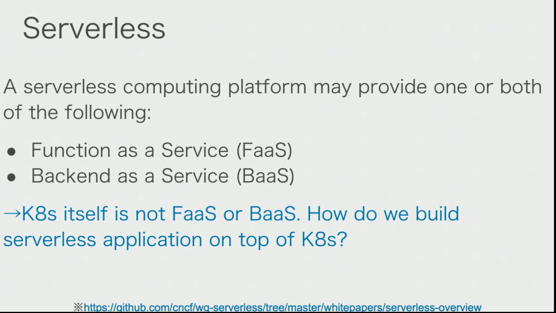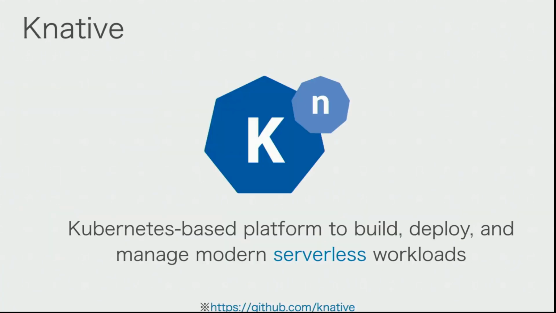A serverless computing platform may provide one or both of the following. Function as a Service, FaaS, like AWS Lambda, Google Cloud Functions, and Azure Functions, and so on. And Backend as a Service, BaaS. But Kubernetes itself is not FaaS or BaaS. How do we build serverless applications on top of Kubernetes? One of the solutions is Knative. Knative is a Kubernetes-based platform to build, deploy, and manage modern serverless workloads.